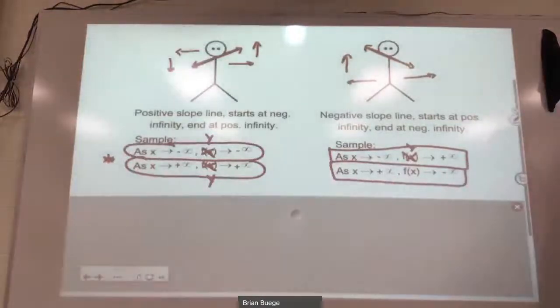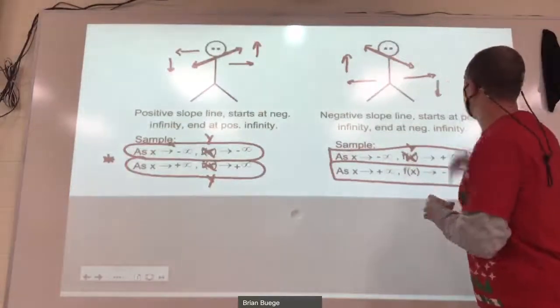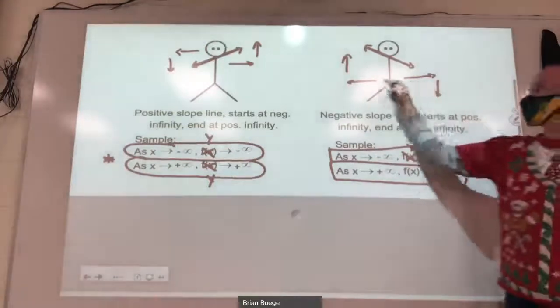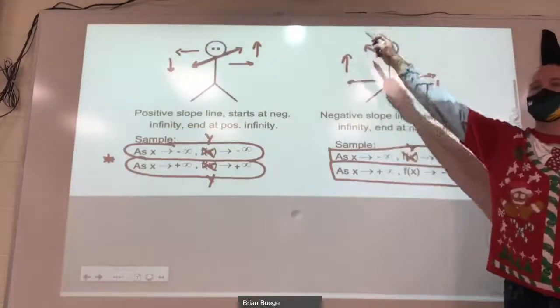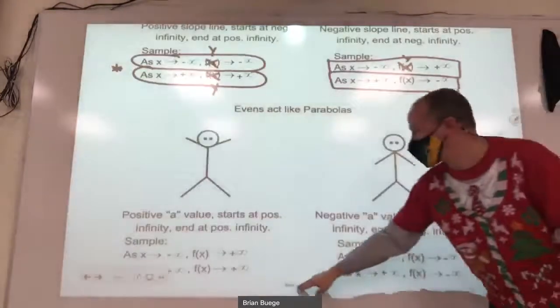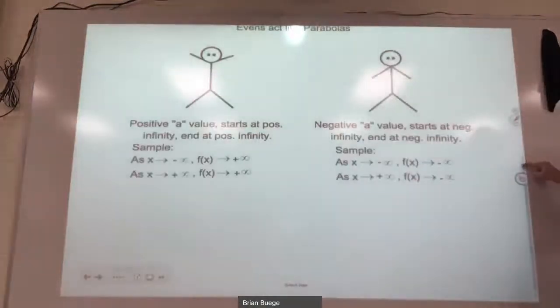Say that again? Oh, you didn't draw that, yep. There. So as x is getting bigger, y is getting smaller. As x is getting smaller, y is getting bigger. Okay? And if we took a look at that same idea down here on the parabola portion, or like the W versus the M, it's the same idea.